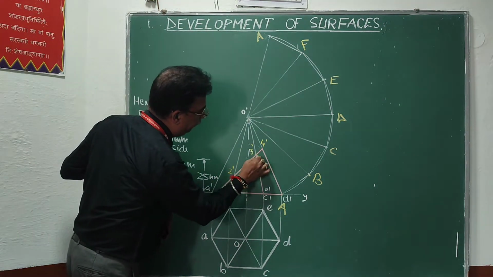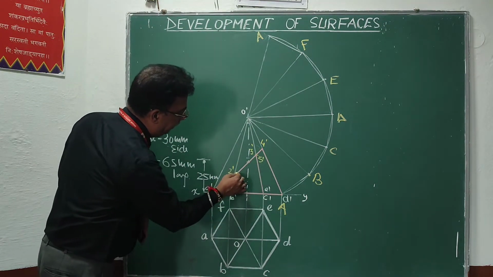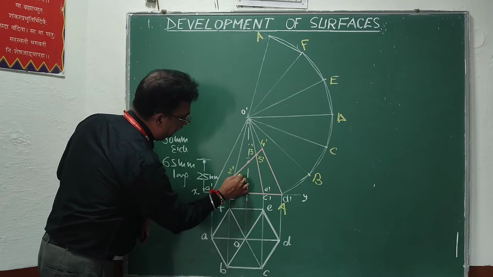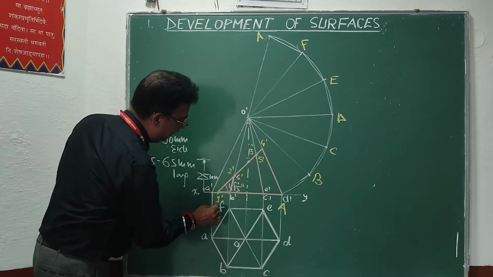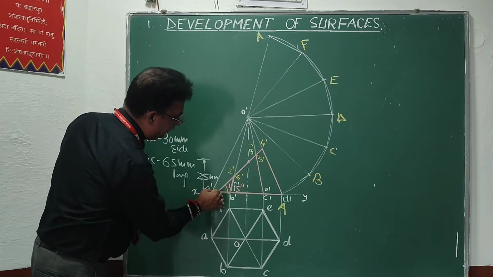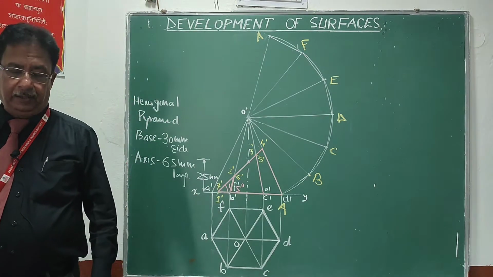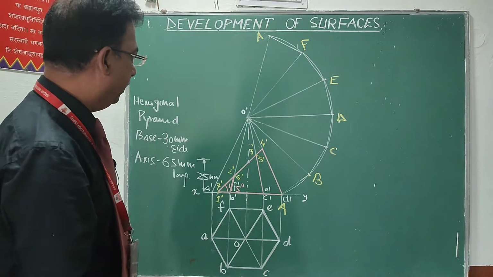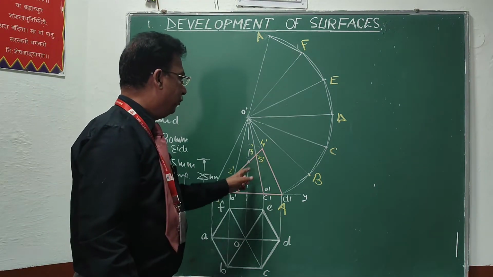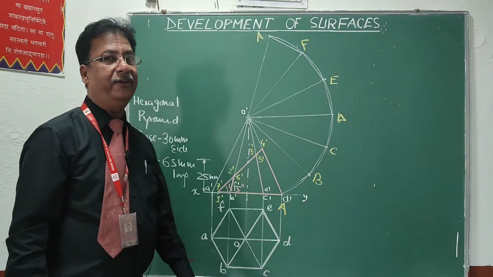So that point will be 5 dash. And finally on this vertical slant edge, that is 6 dash. And in the last, on the base edge, that is A dash F dash, that will be 7 dash. So actually if you look at this figure, we are getting 7 points. This section plane is cutting the 7 edges.